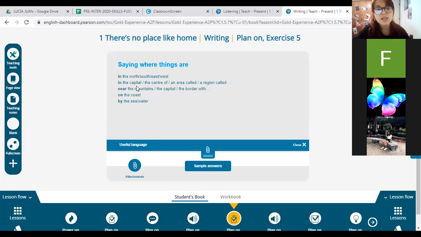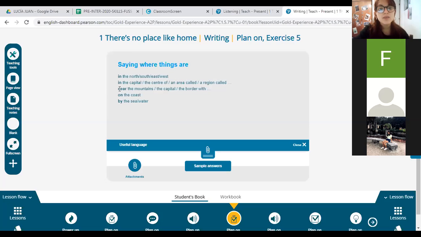So the capital? La capital. The center of. El centro de. An area called. Un área llamada. An area or region. Una región llamada. Esto es para hablar del lugar en general.